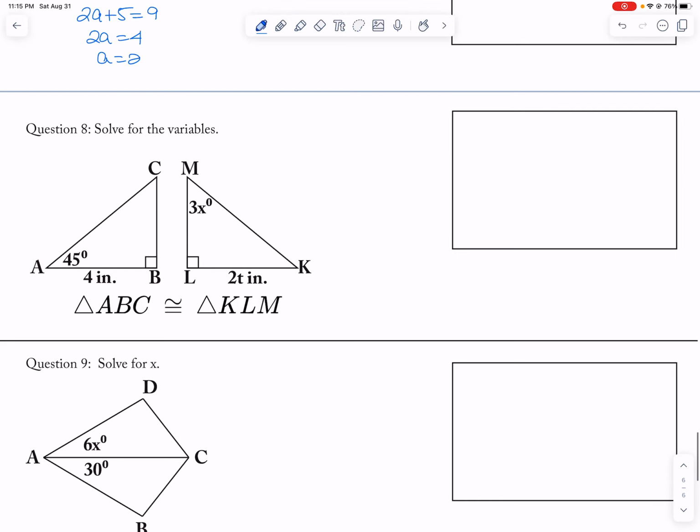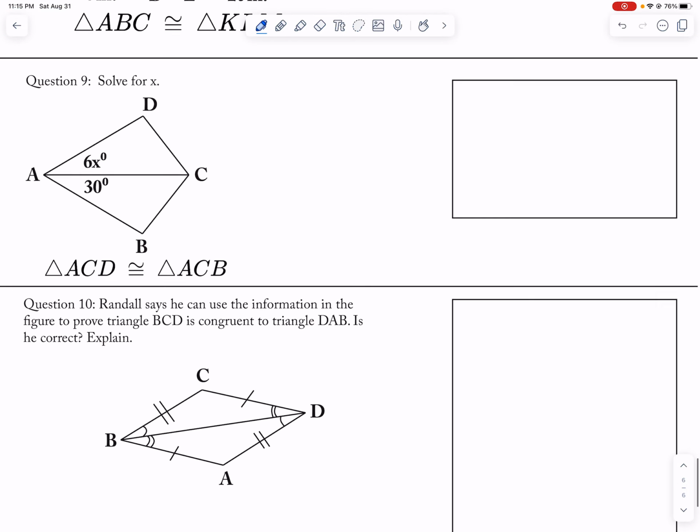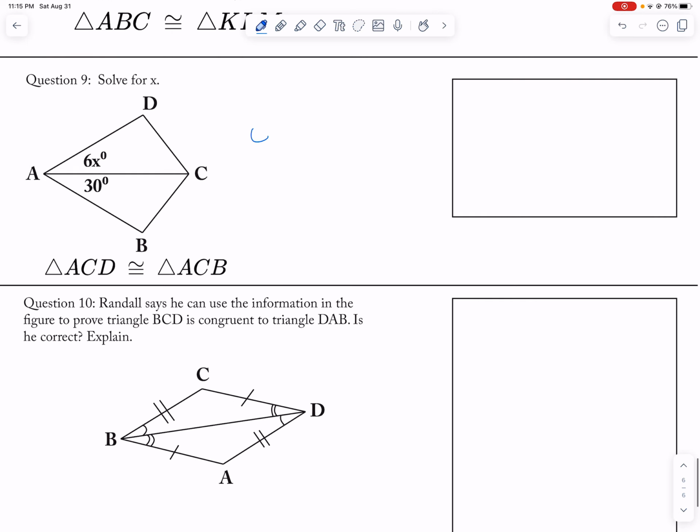Okay? And then these two triangles are congruent, which means that 6x has to equal 30, so x has to be equal to 5. Okay? And that is it for the odd numbered questions.